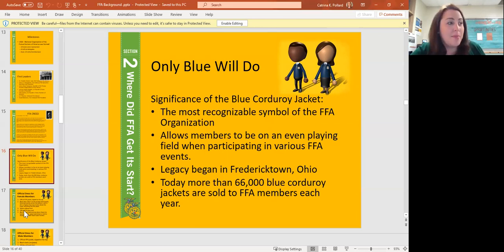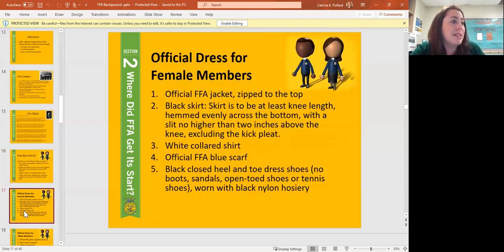Okay. It started in Fredericktown, Ohio. We watched that yesterday, and it's still held there. All FFA jackets are still hand sewn, like in the video. More than 66,000 jackets are sold each year. So still a big deal.